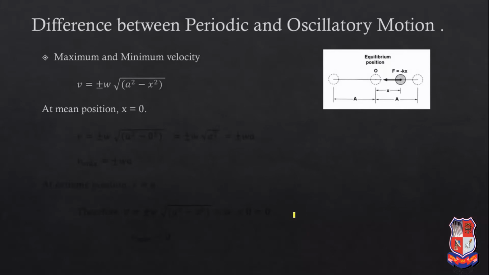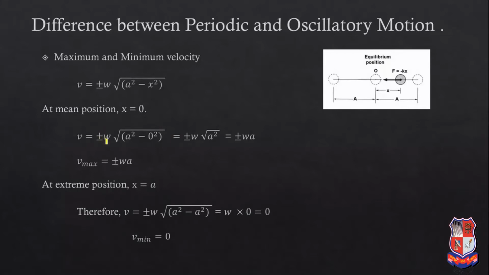Now again we are going to study why velocity is going to be 0 at an extreme point. So we know that the velocity of a particle performing simple harmonic motion is given by v is equal to plus or minus omega under root of a square minus x square, that we already derived, right? At the mean position, that is the center position, the value of x is going to be 0. So we can write v is equal to plus or minus omega under root of a square minus 0 square, which is plus or minus omega into a. Now we can write v max is equal to plus or minus omega into a, whatever the value of a, that is the extreme value.